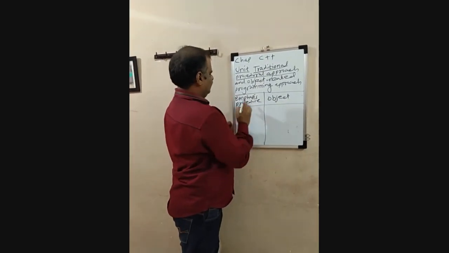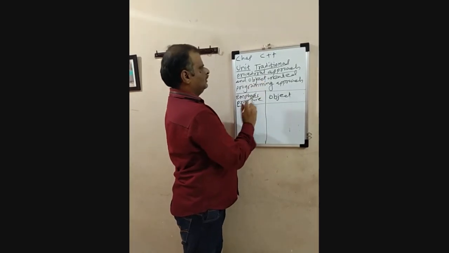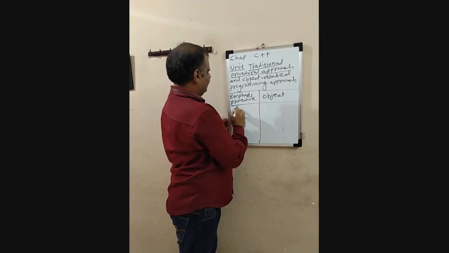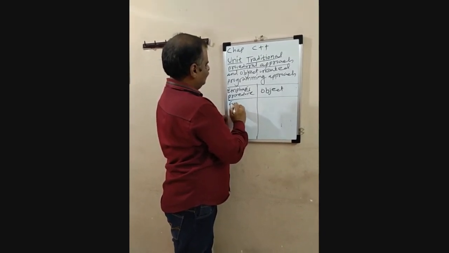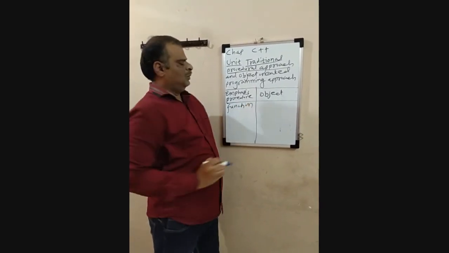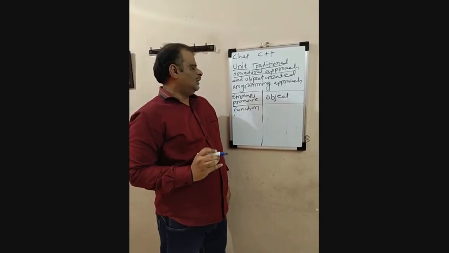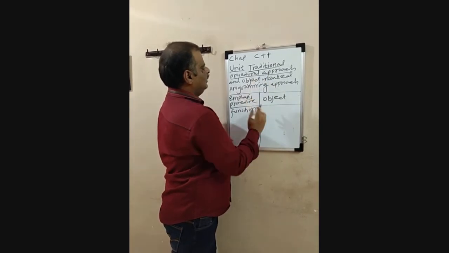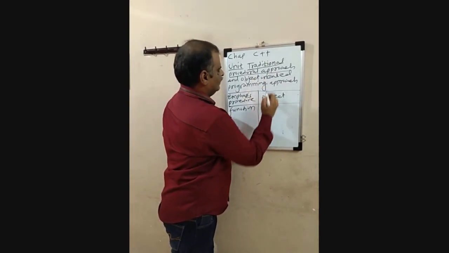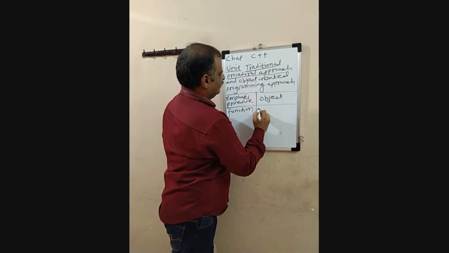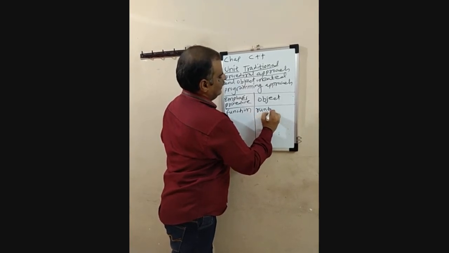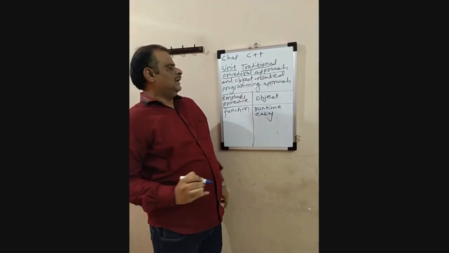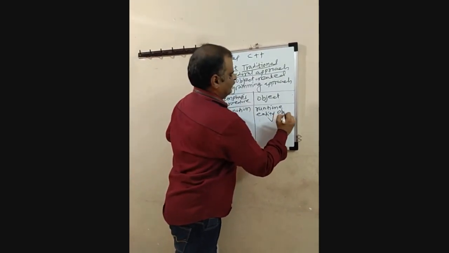Then, how are problems decomposed? In the traditional procedural approach, the problems are decomposed into small blocks or modules, which are known as functions. And in object oriented programming, the problem is decomposed into runtime entities, that is known as objects.